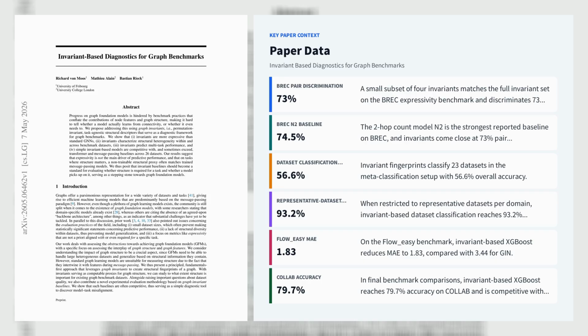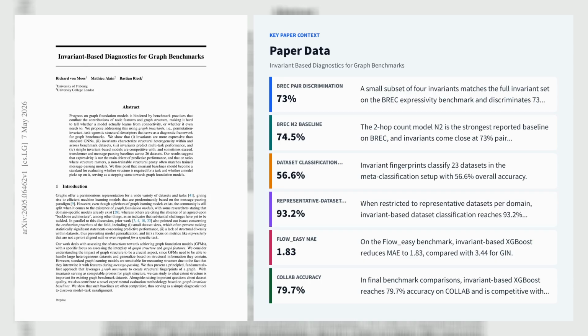In a multitask setup on 12 datasets, higher meta-classification accuracy consistently predicts lower downstream performance and worse gradient alignment, with correlations such as negative 0.92 on base and negative 0.978 on proteins. In final benchmarks, invariant-based XGBoost is competitive with, and sometimes better than, transformer and message passing models.